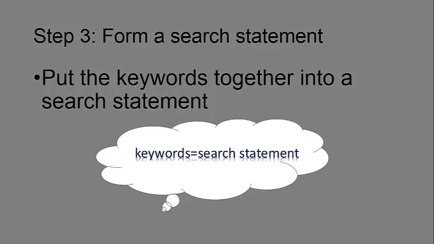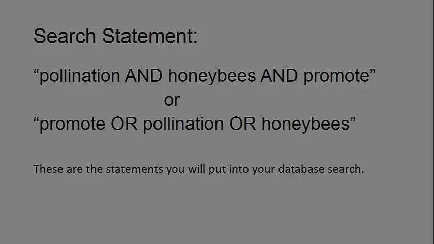Now you have to put the keywords together into a search statement. Remember to use your Boolean and truncated search terms as necessary. Appropriate search statements for this research question would be pollination AND honeybees AND promote, or promote OR pollination OR honeybees. These are the statements you will put into the database's search bar.